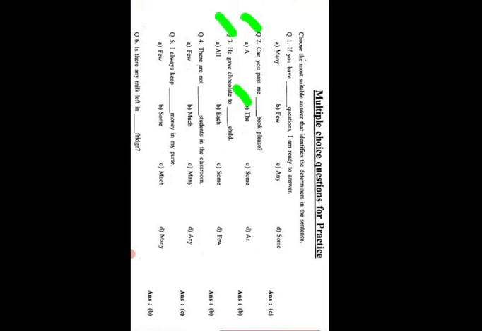Question number 3. He gave chocolate to each child. Your right answer is B. Each. He gave chocolate to each child. Question number 4. There are not many students in the classroom. Here the right answer is many. There are not many students in the classroom. Question number 5. I always keep some money in my purse. Your right answer is option number B. I always keep some money in my purse. Next question number 6.